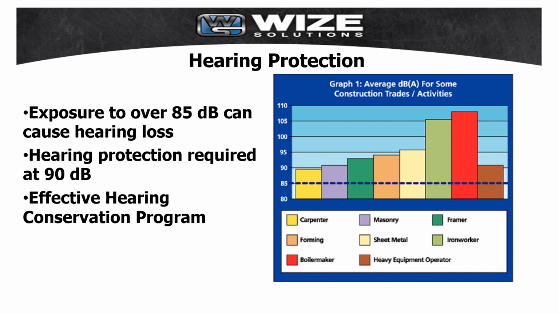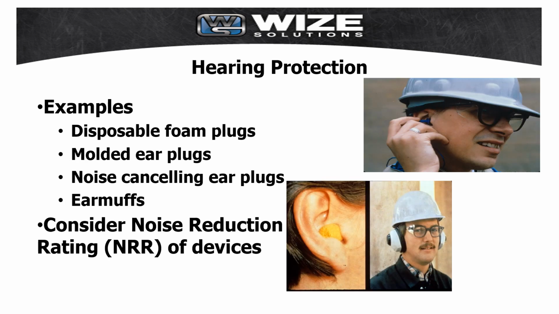OSHA requires employers to determine if workers are exposed to excessive noise in the workplace. If so, the employers must implement feasible engineering or administrative controls to eliminate or reduce hazardous levels of noise. Where controls are not sufficient, employers must implement an effective hearing conservation program. Hearing protection devices, HPD, are considered the last option to control exposure to noise. HPDs are generally used during the necessary time it takes to implement engineering or administrative controls, or when such controls are not feasible. This slide shows some examples of hearing protection devices.